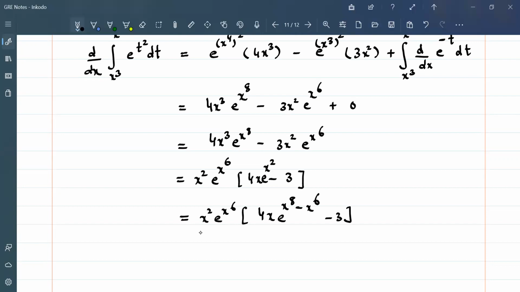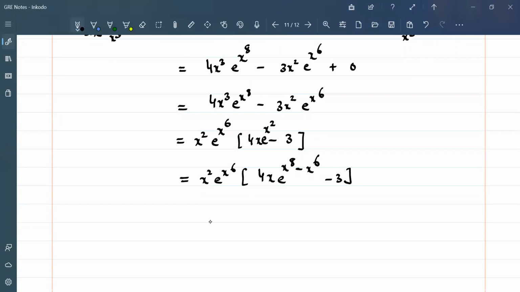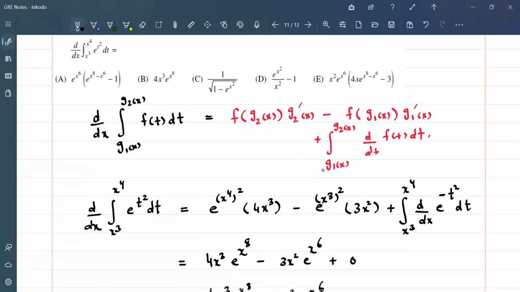So we will match our solution. This is the solution for d by dx of the integral from x cube to x raised to power 4 of e raised to power t square dt. So we will check our solution here. Look at this, we have x power 6 minus 1. This is not the solution. So option E is the correct solution for this.